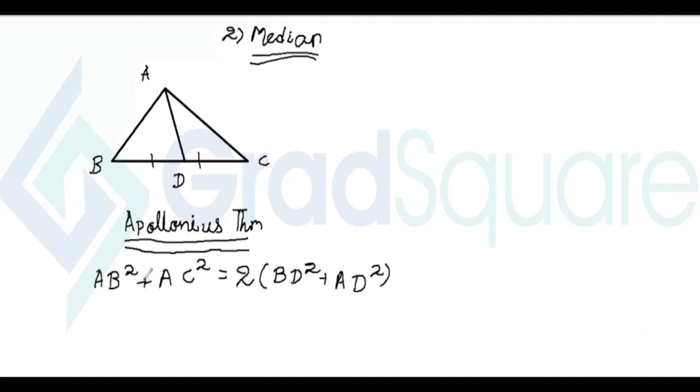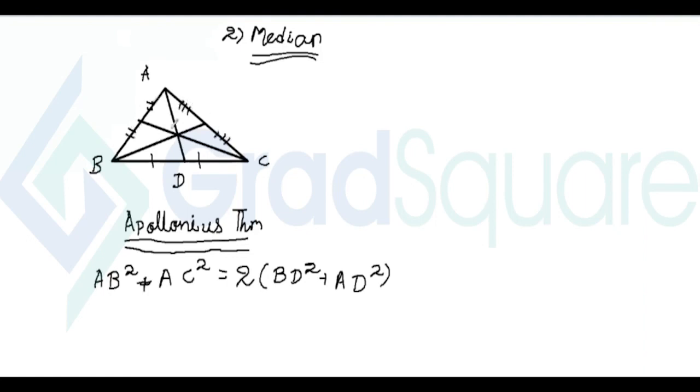So whenever there's a median, you can apply the Apollonius theorem to that particular question. Also, just like a triangle's altitude, a triangle will have three medians. One will be drawn from B, one will be drawn from C, one will be drawn from A. Right? And the medians of a triangle will also be concurrent.